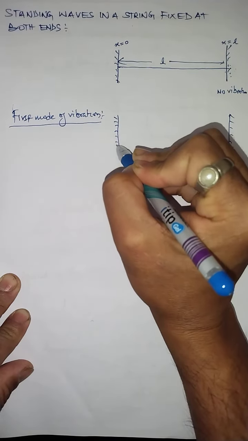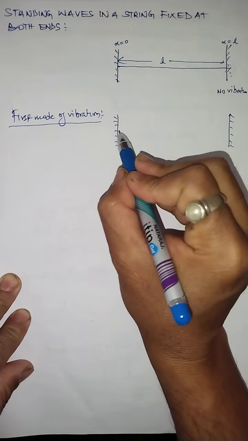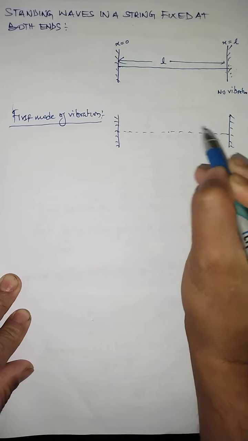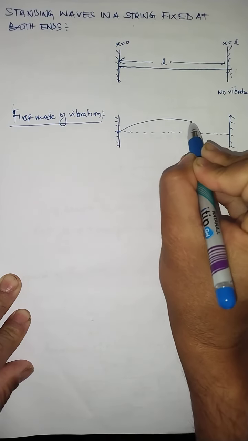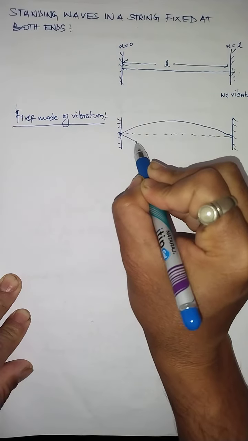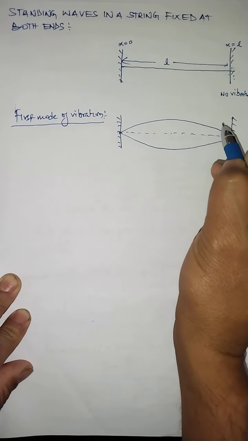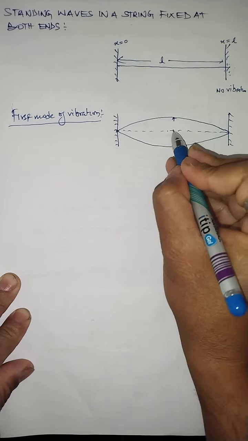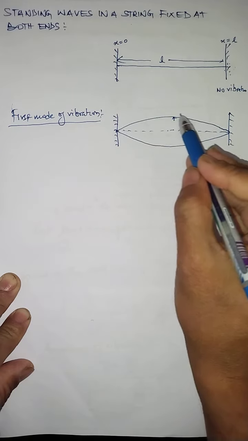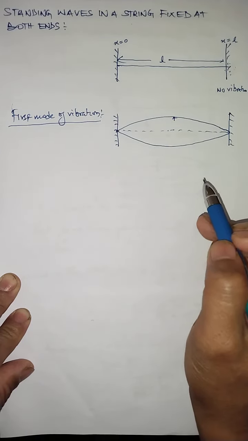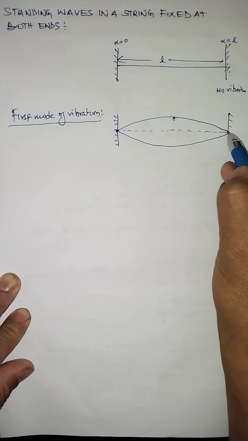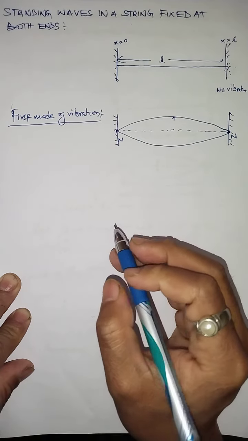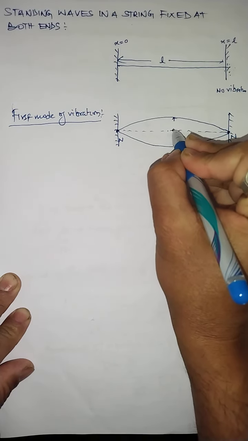So in order to do that, I'll take the same length of the string, and I pluck the string at the middle point. From this middle point, the string vibrates in this manner. When the string is made to vibrate like this, if I pluck it at the middle of its length, the string will vibrate with such a frequency that two nodes are formed at the two ends, because these are the fixed ends. One node and another node are formed, and there is one antinode formed at the middle.